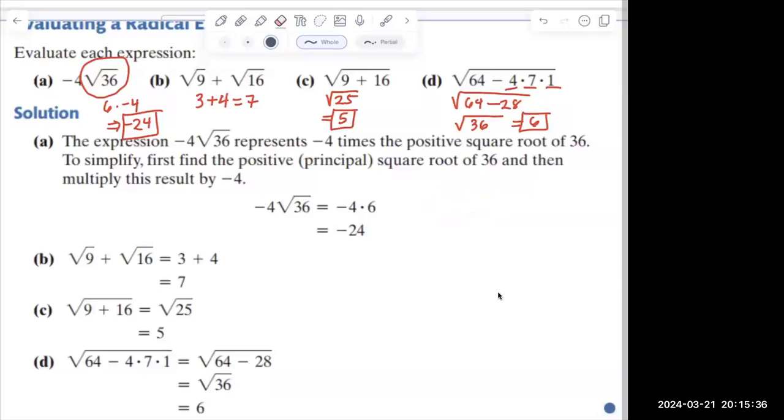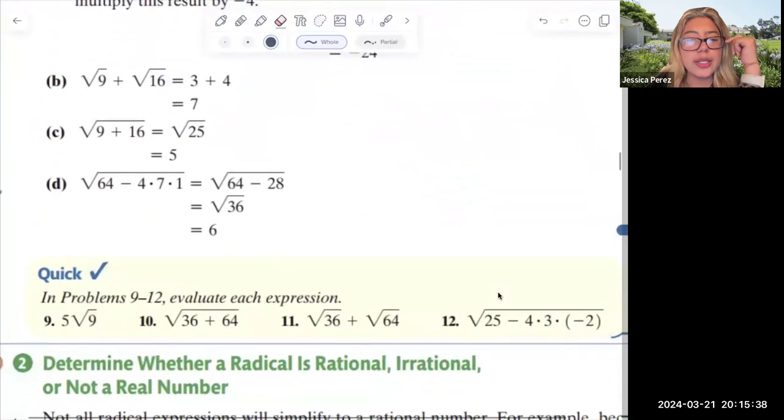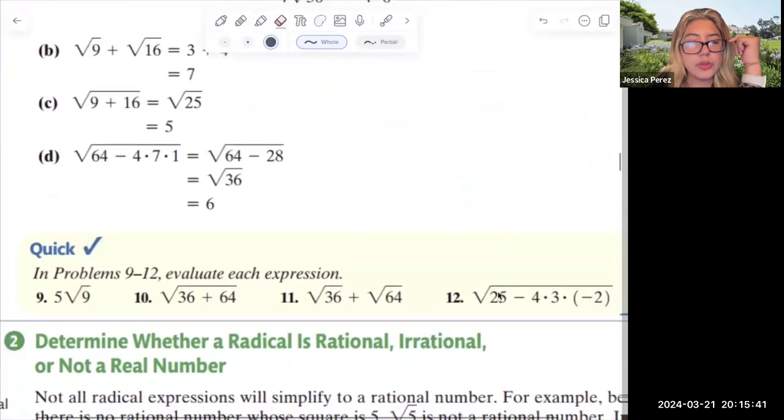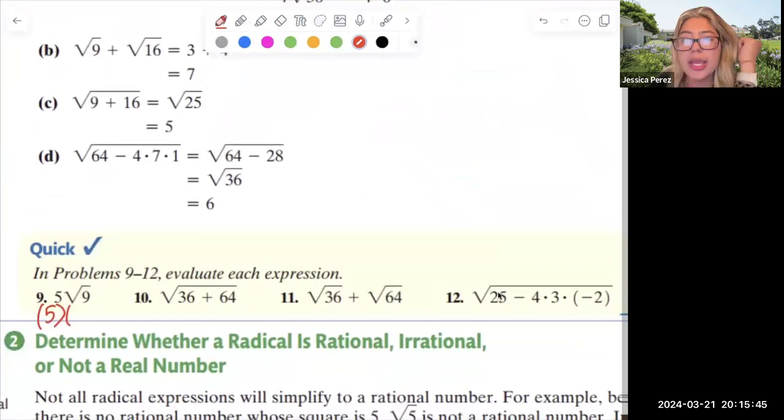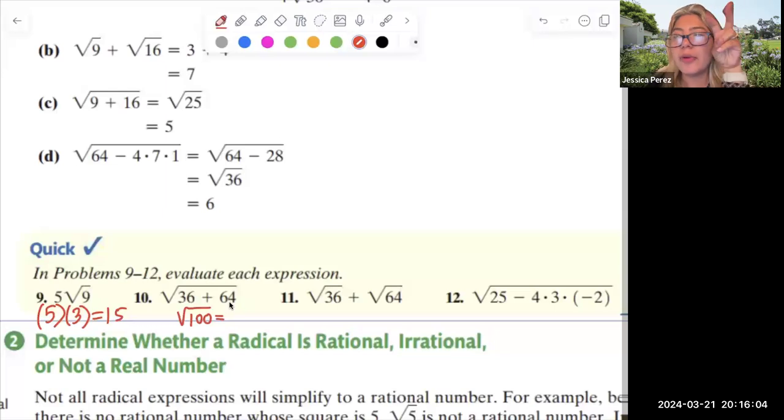Yes. Okay. So we're gonna do the quick checks down here on the bottom. So same thing. We have 5 times the square root of 9. The square root of 9 is 3. So 5 times 3 is 15, right? And then we're gonna add. So 36 and 64, what's that? That's 100. So that's the square root of 100. What is the answer of that? What two numbers, if I multiply them, give me 100? And the answer is 10.